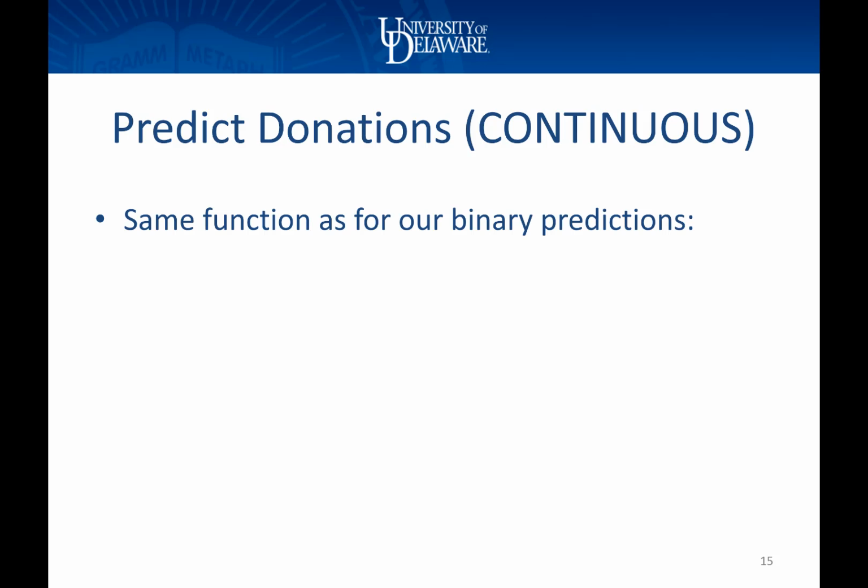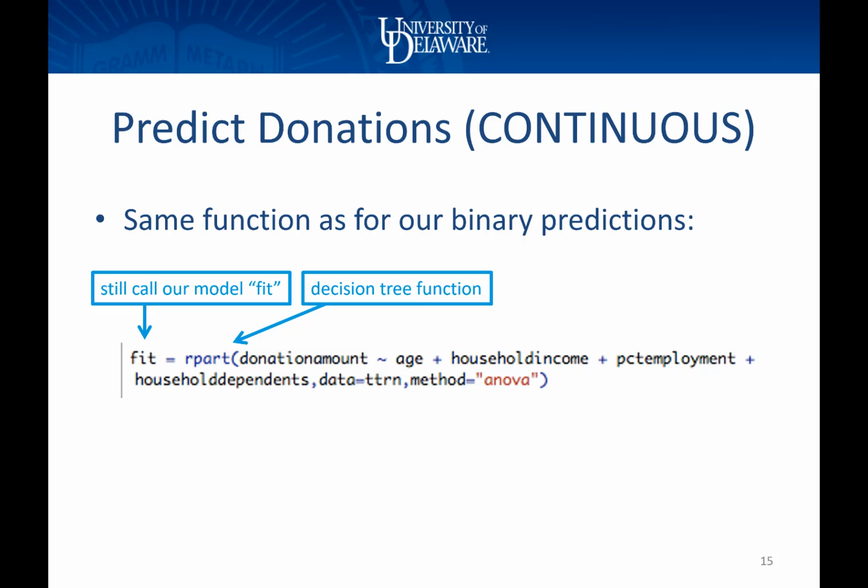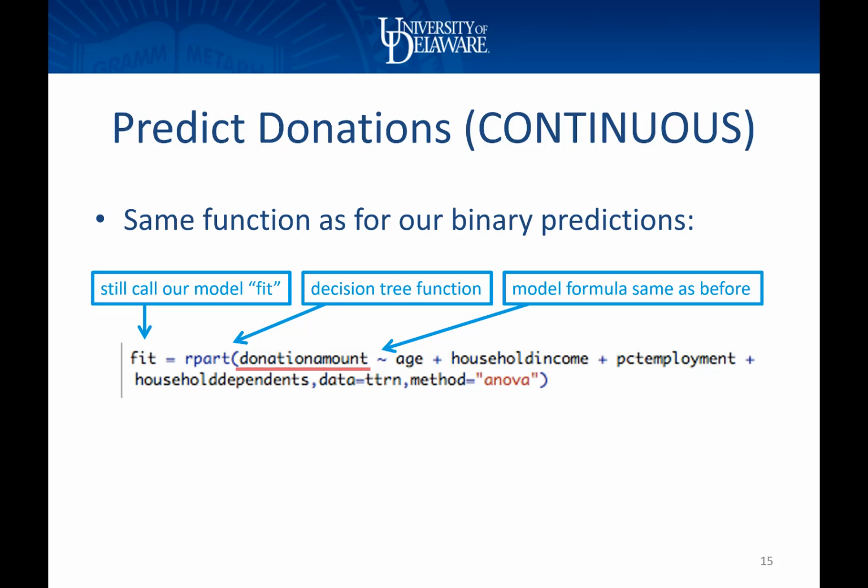We're going to use the same function we used for our binary predictions in a classification tree. This time, same code, same storage. We're still going to call the model fit. We're going to use rpart, the decision tree function, which again stands for recursive partitioning, just an interesting computer science terminology. We're going to use the same model formula that we used before, but this time we're going to make sure that our response, that thing we're trying to predict, is continuous.